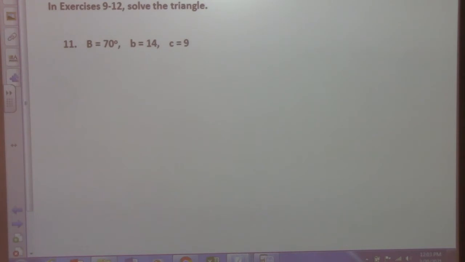You want to do the inverse sine. Okay, let's do inverse sine. I'll do the inverse sine of 9 sine 70 over 14. And what's that going to be equal to? 37.163 degrees. So that's going to be big C, angle C, right? So that's angle C, okay?